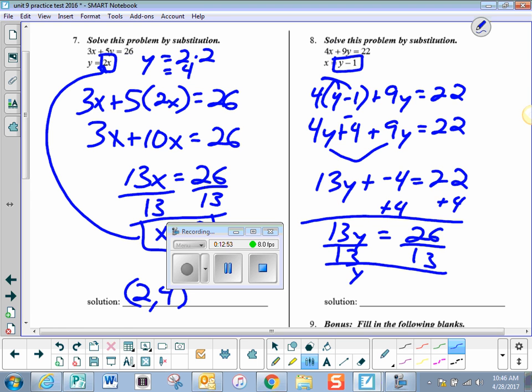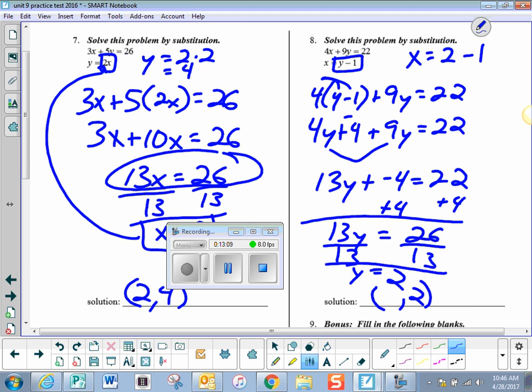That's weird. That was similar to this one over here. Huh, peculiar. So that's 2. When I plug in 2 for y, what do I get for x? X equals 2 minus 1, which is 1. Very good. 1, 2. If I plug and chug the check, 4 times 1 is 4, plus 9 times 2, 18. 4 plus 18 is 22. And 1 equals 2 minus 1. It works.